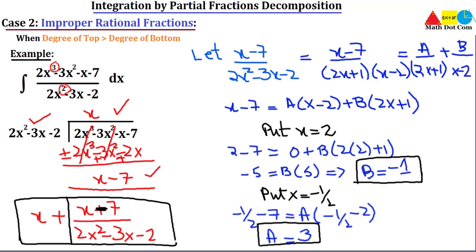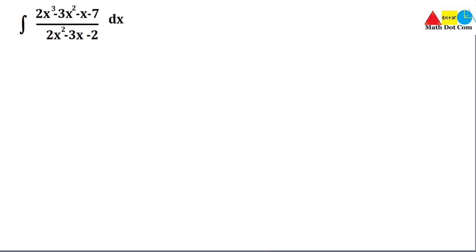Now what we have to do is put the values of a and b back into the equation and combine it with this one. So our main equation will be x plus a divided by 2x plus 1 plus b divided by x minus 2. So let's write it. Don't forget that we have to find the integral of this one, so don't forget to write the x and find its integral as well, along with the a and b terms from the partial fraction decomposition.